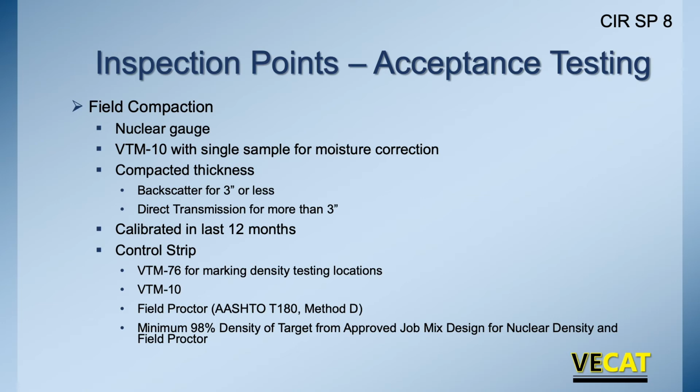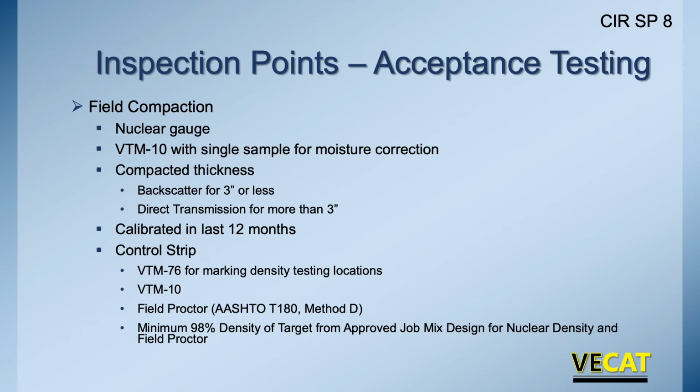If we're more than 3 inches, we're using direct transmission. So we're driving a pin and then we're inserting the rod from the gauge down into that layer to check what the compaction or what the density is. It's got to be calibrated within the last 12 months. So again, we want to make sure this gauge has been working, it's been checked.